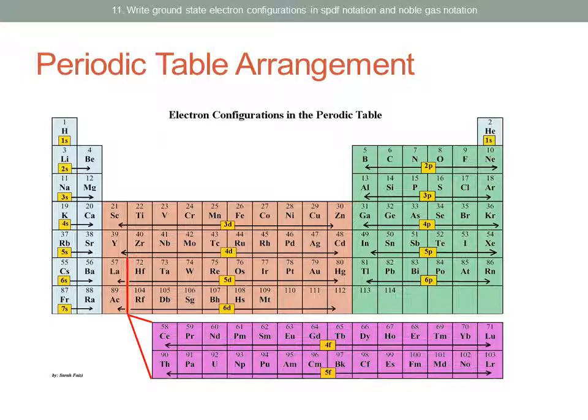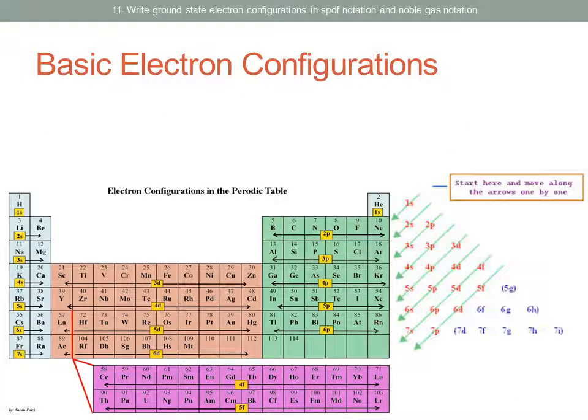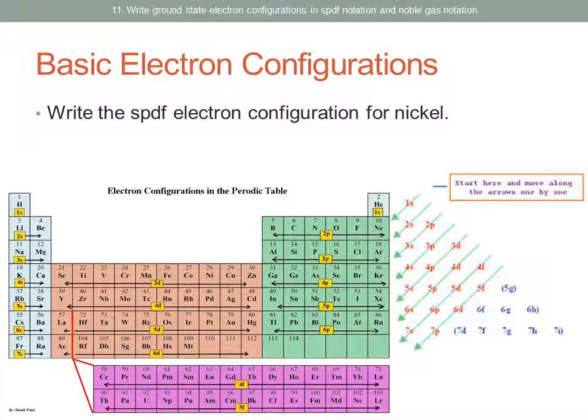So for these next few examples, I'm just going to give you the periodic table like we see here, and we'll refer to that along with the northeast to southwest rule chart. We're asked to write the spdf electron configuration for nickel. If we find nickel on the periodic table, here it is. We can see it's atomic number 28. Thus it has 28 electrons.